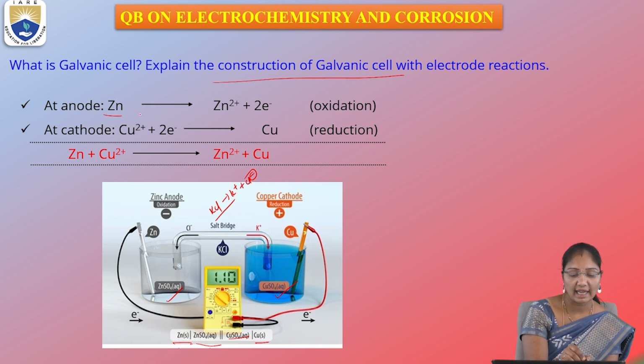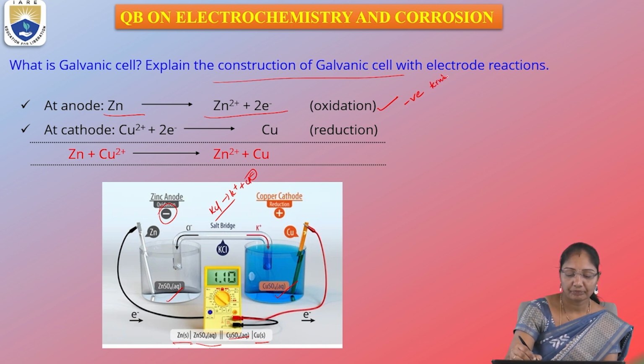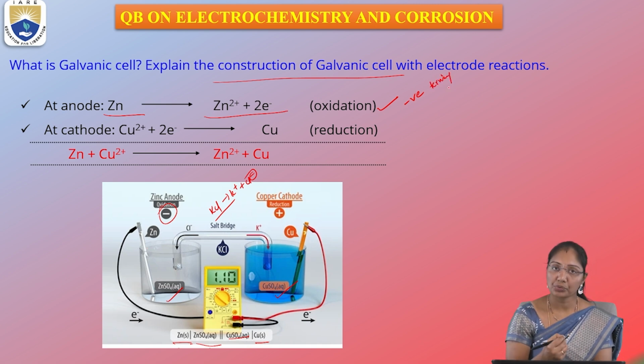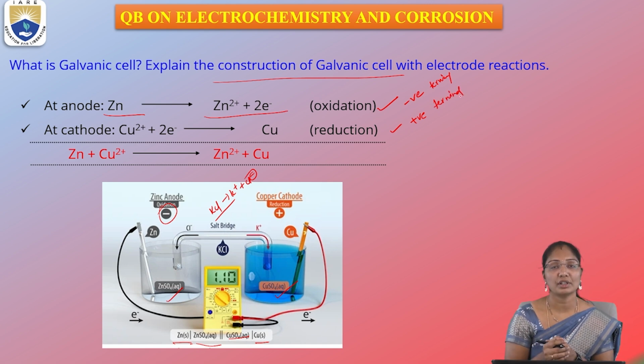So the reaction at anode: zinc is going to give Zn2 plus and 2 electrons, which is nothing but oxidation. This is the negative terminal. At cathode, the copper gains 2 electrons and gets reduced to copper, which is called reduction, and this is the positive terminal. These both are connected by the electrolyte solution or the salt bridge, which is KCl. So the salt bridge is filled with KCl, the electrolyte solution.